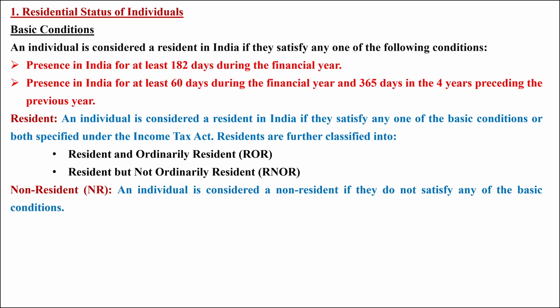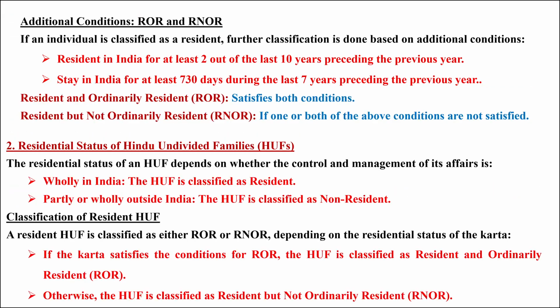If any person satisfies any one condition or both, he may be called a resident. Again the residents are further classified into two types: resident and ordinary resident, and resident but not ordinary resident. In the next slide we see the rules for these two conditions. Then next we see the non-resident. If any person does not satisfy both the basic conditions, that person is called a non-resident.